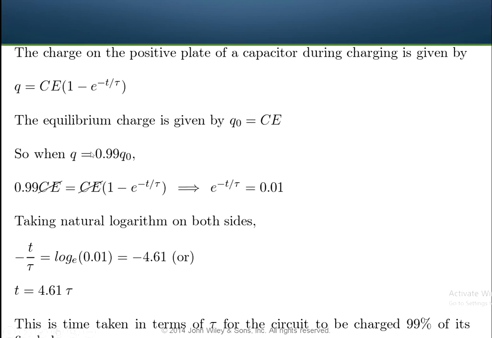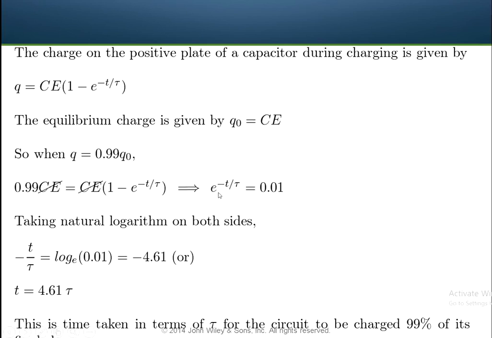Now substitute the value of Q in the first equation. What will we get? Q is equal to 0.99 Q0, with Q0 equal to C epsilon, which is equal to C epsilon into 1 minus e power minus t divided by tau. Cancel the common term, we will get e power minus t divided by tau is equal to 0.01. Taking the natural logarithm on both sides, what will we get? Why do we have to take the natural logarithm? Because here it is an exponential form.